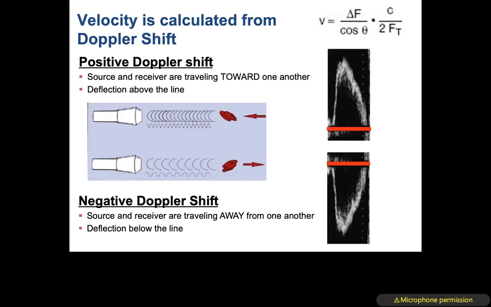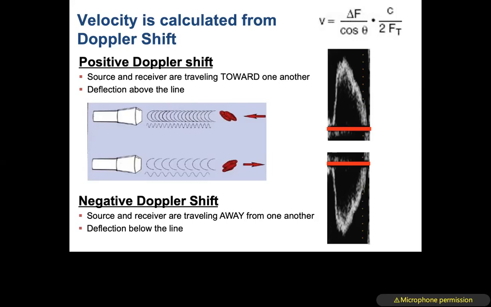When we look at the velocity of that blood, it's going to be seen as higher because it's moving towards you. The source and the receiver are traveling towards one another. When we interpret this in our ultrasound, this is going to be a deflection above the line because it's a positive Doppler shift. Whereas in the bottom picture, we actually have a negative Doppler shift. We align our transducer with the blood, but the blood is traveling away from our transducer, and so we have a lower frequency.